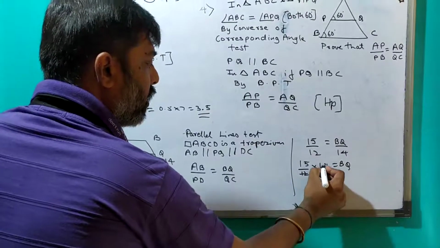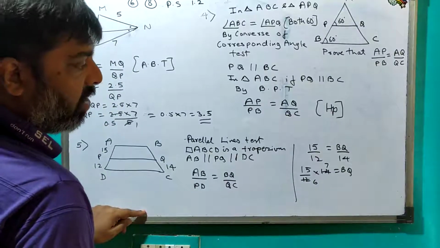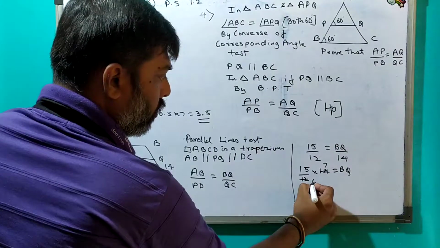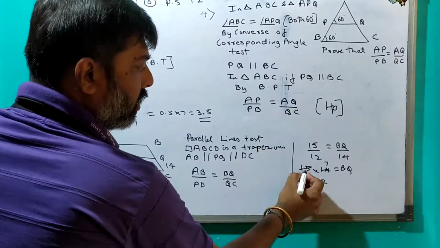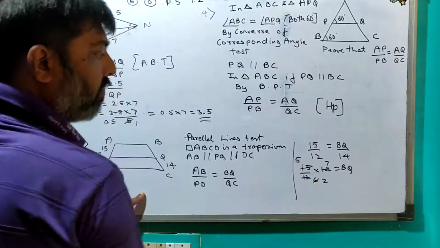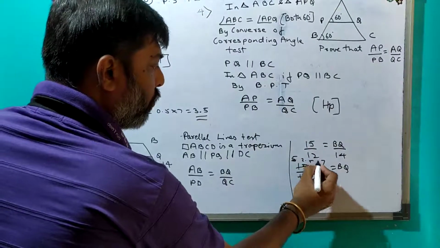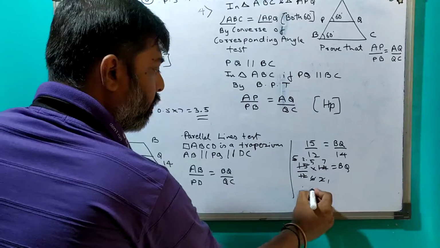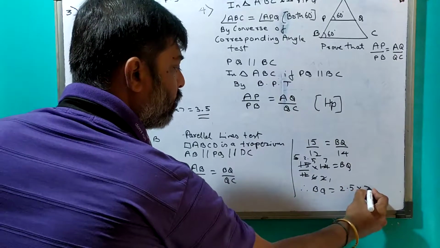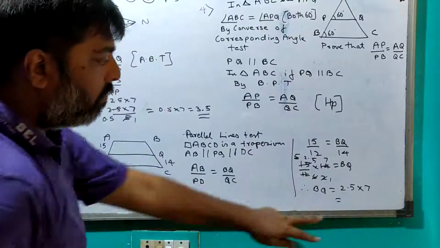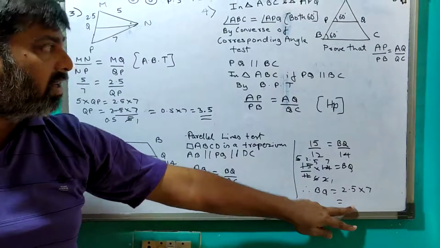2 6s are 12. 2 7s are 14. 3 2s are 6. 3 5s are 15. 2 1s are 2.5. So therefore BQ is equal to 2.5 into 7 is the value. Multiply and get the answer, because multiplication has to be done by you.